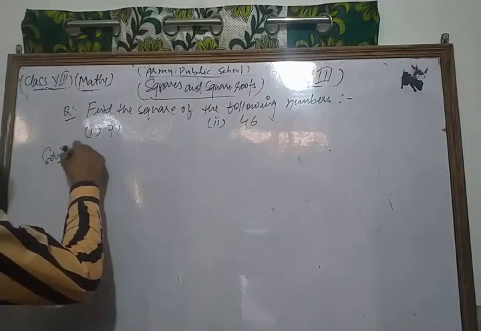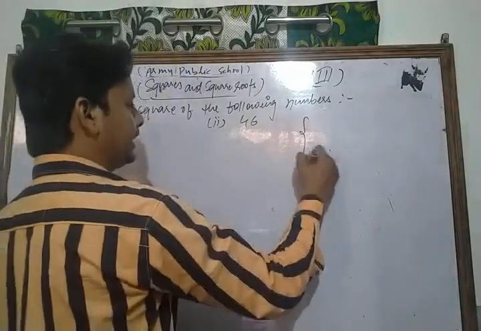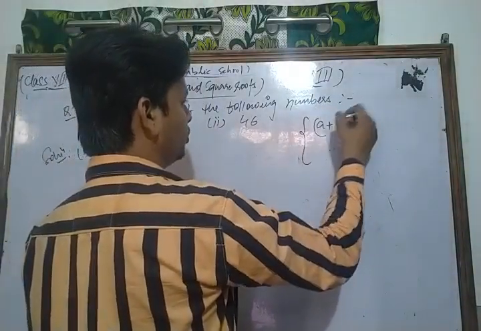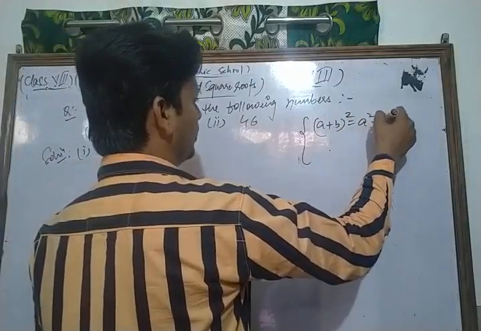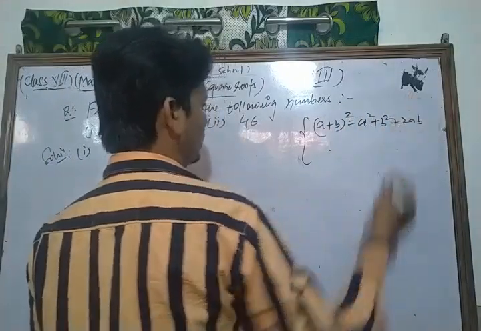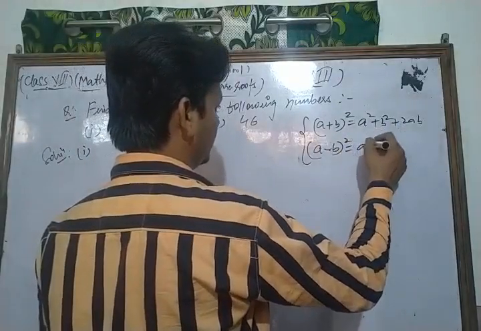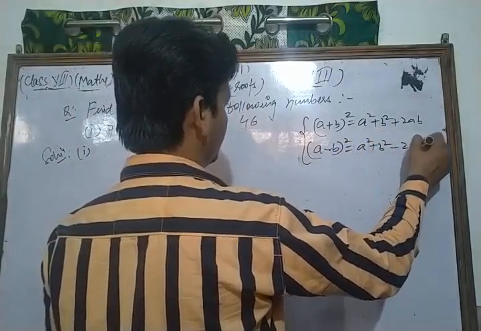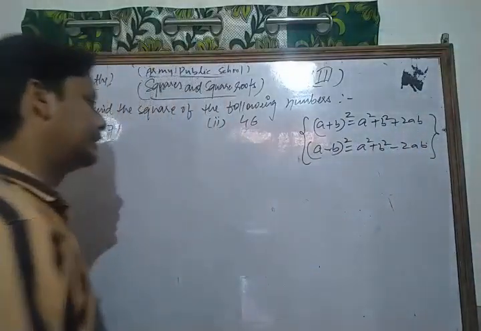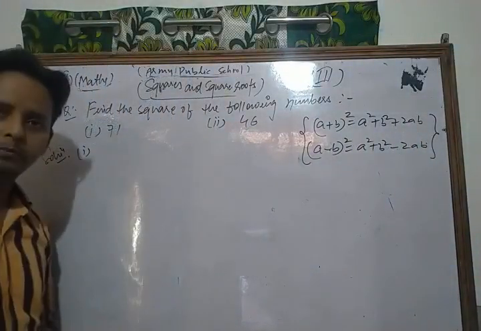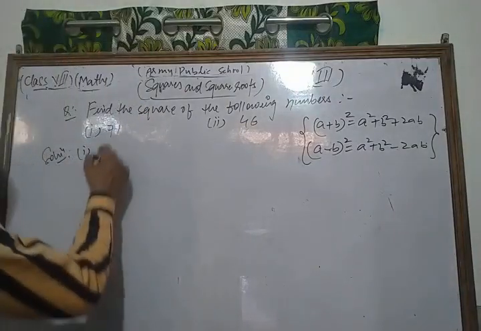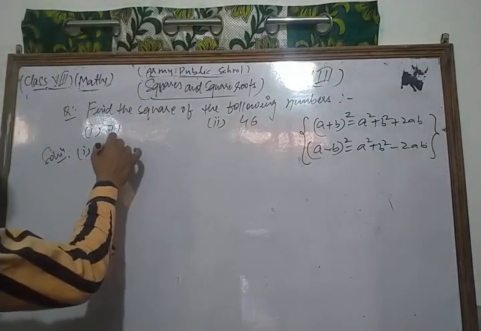Now let's see the first part of this question. Here we use the identities: (a plus b) whole square, which is a square plus b square plus 2ab, and next, (a minus b) whole square, which is a square plus b square minus 2ab. These are two very important identities. We apply them. Now first of all we take 71 and find the square of this number.